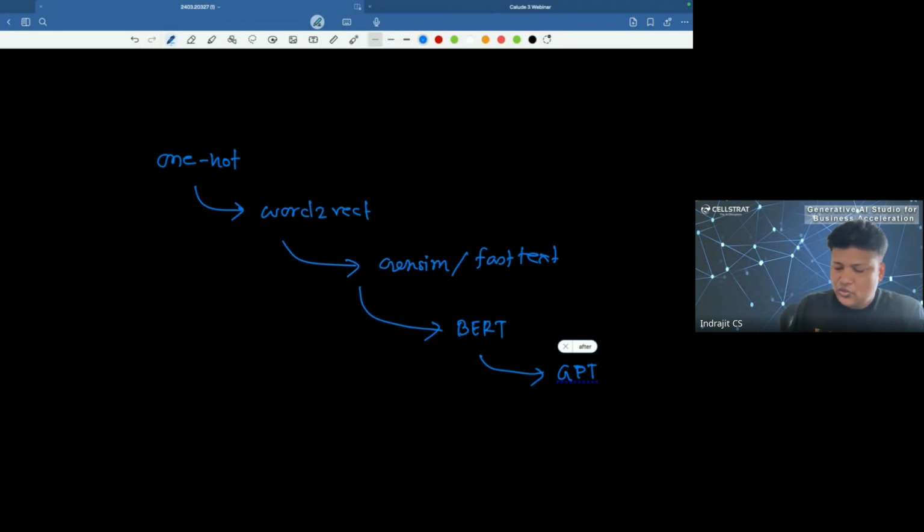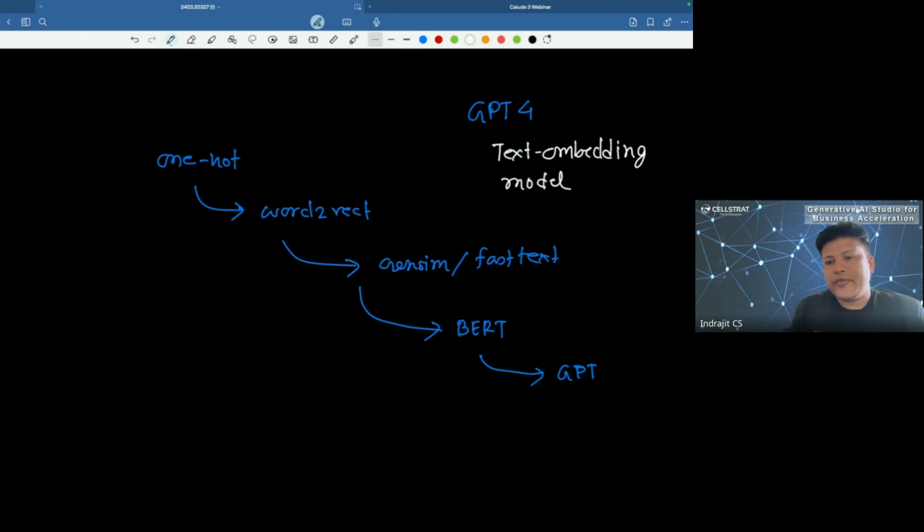Today, if you have used GPT-4 or the GPT APIs, it comes with a text embedding model, isn't it? Have you seen that? I would expect some interaction here, guys. Yeah, Rahul is saying yes. So we have seen some of the text embedding models that come with the LLMs we have seen so far.